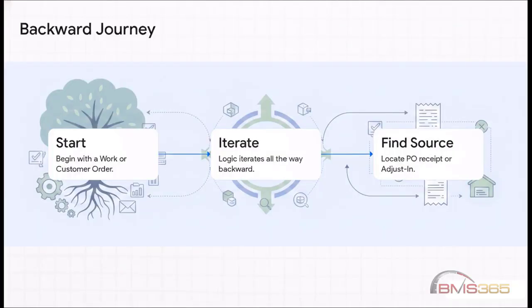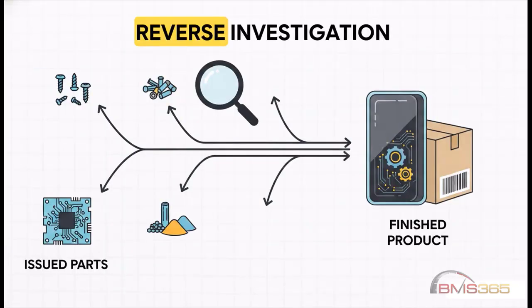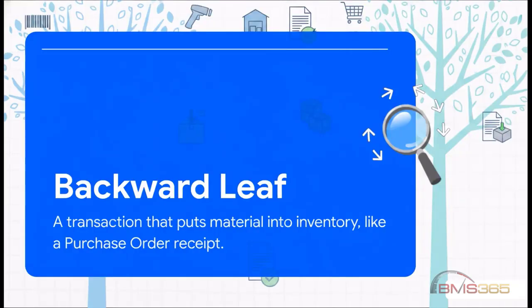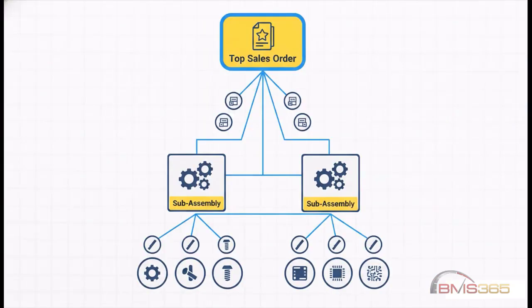Now the backward tree builds an ancestor journey. You start right from that final customer order. Think of this like a reverse investigation. It uncovers every single part issued to that final product. In this case, the backward leaf is the exact moment raw materials first hit your inventory. These branches track sub-assemblies all the way from the very bottom up to the top sales order.